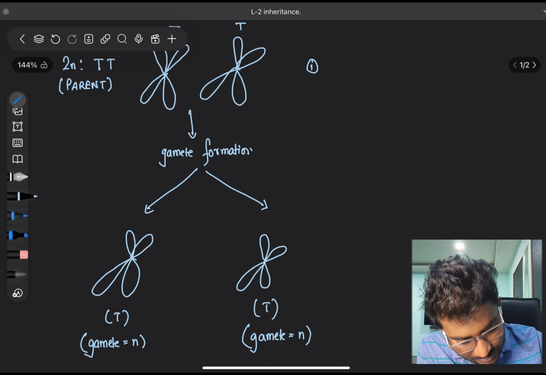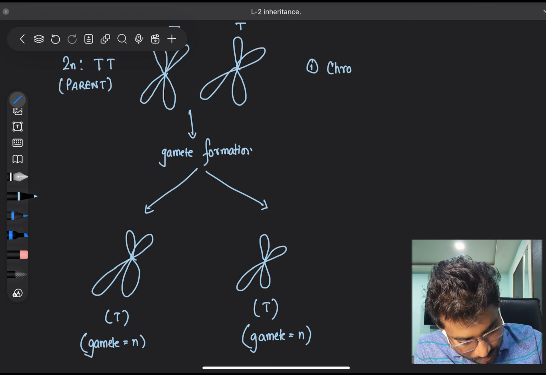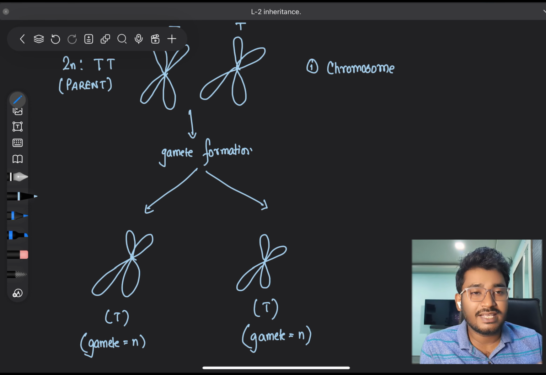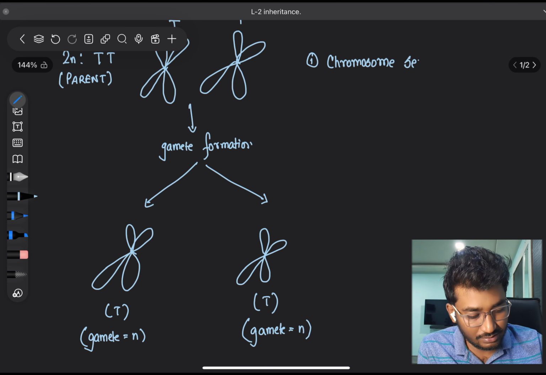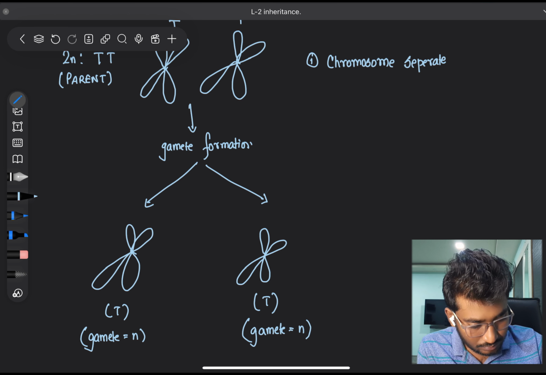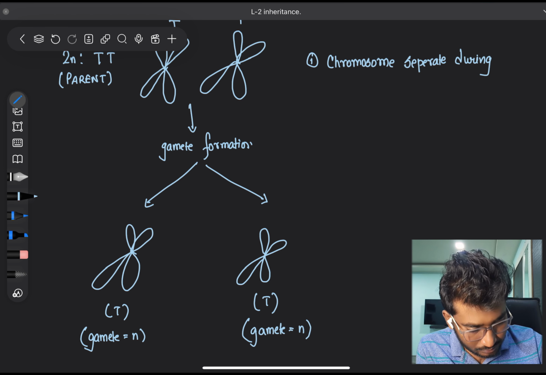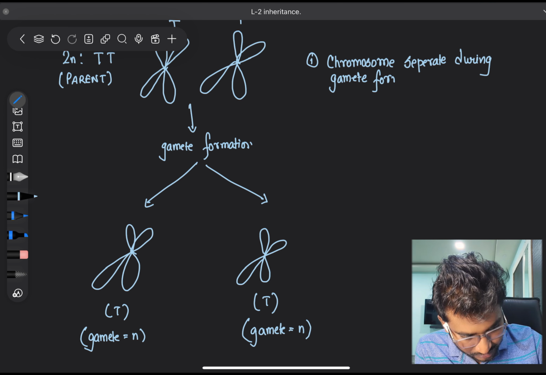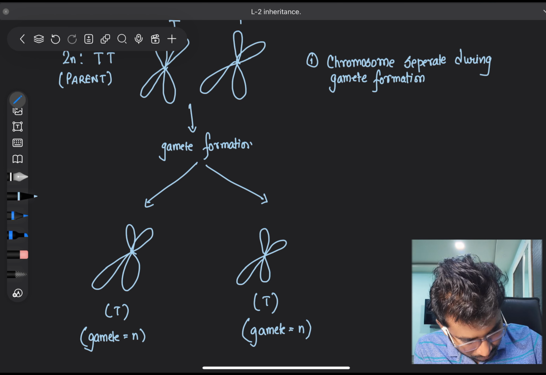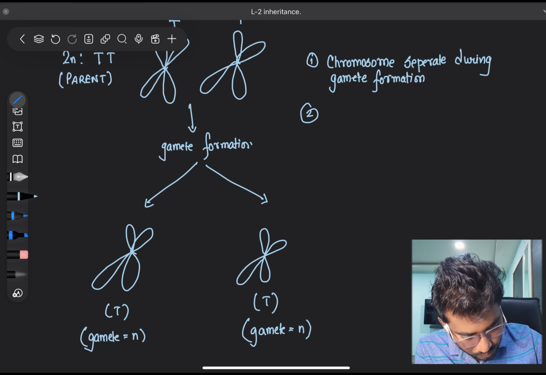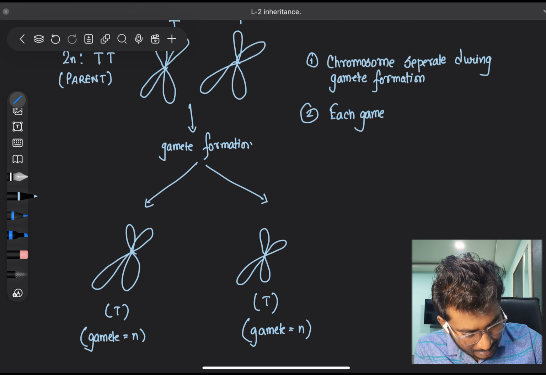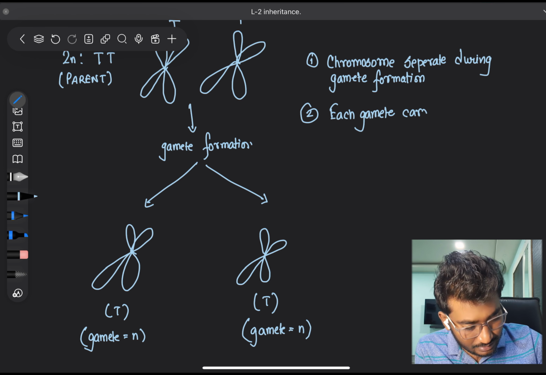Okay, now what do you mean by this? Chromosomes, write the topic: chromosomes separate or segregate during gamete formation. Each gamete carries one set of chromosomes.